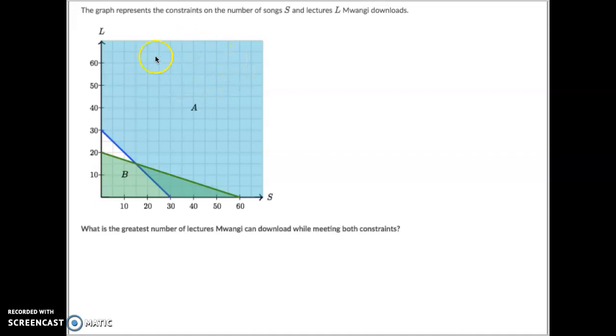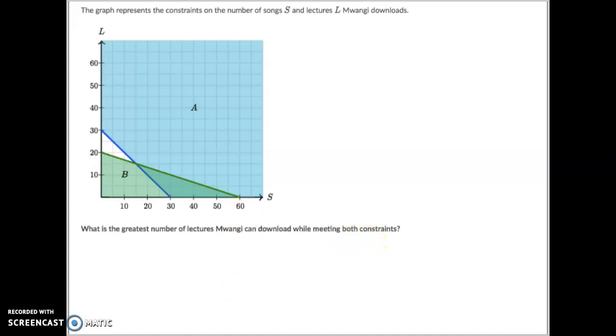Anyways, you can see that letter A up here is for your songs. Letter B is for your lectures. Okay? We need to have less than or equal to this many lectures and this many or more songs. So, what is the greatest number of lectures that person can download while meeting both constraints?